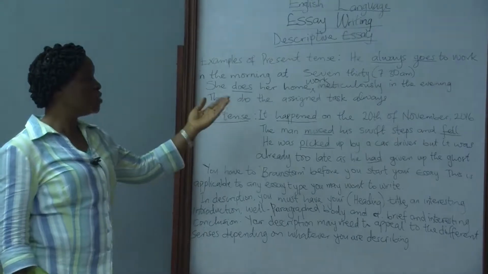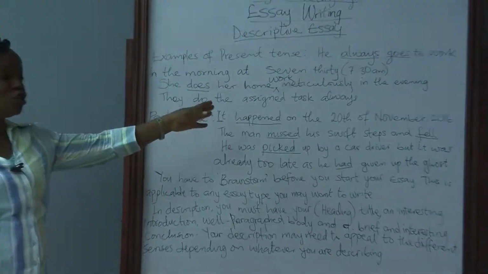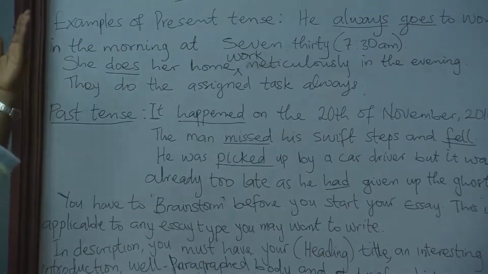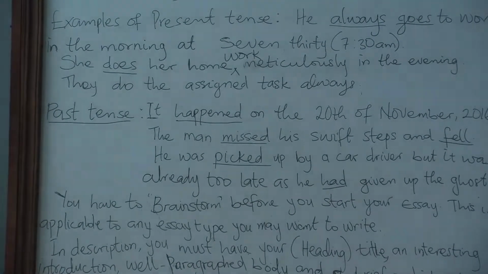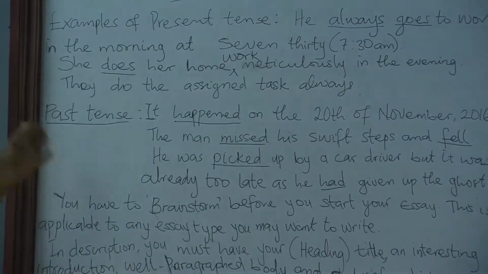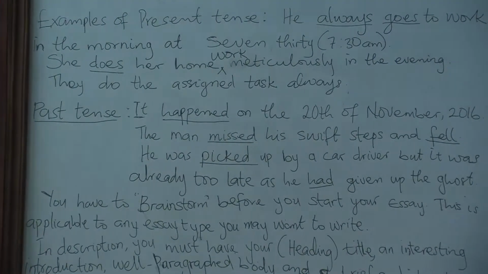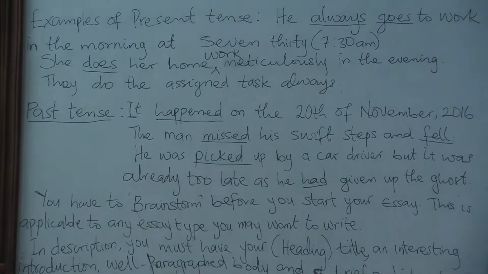She does her homework meticulously in the morning. Look at that. I decided to describe that to let you know how she does the homework. That's something that happens every day. She does it every day. They do the assigned task always. That's what the task assigned them, they do it always. Those are some of the expressions you could have when you're working with description in the present form.